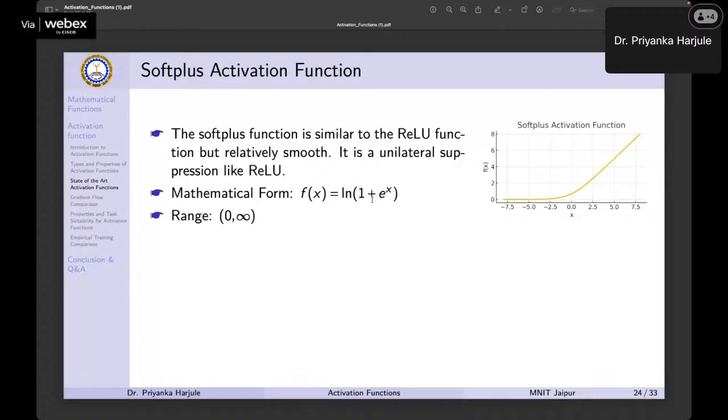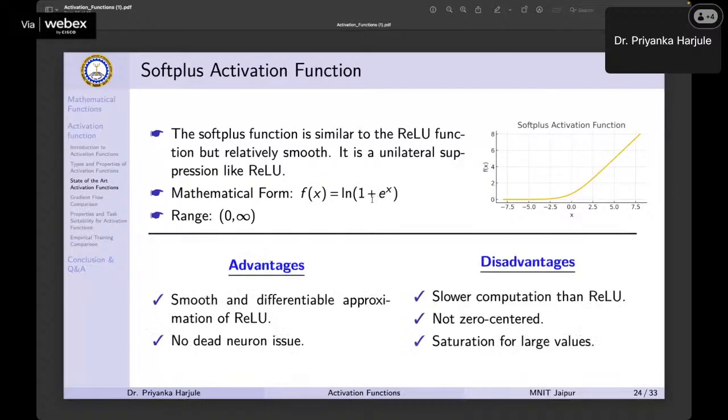Because it's differentiable everywhere, optimization algorithms like Adam or SGD can move smoothly in the parameter space, improving the convergence in some cases. So this is giving us a better optimization landscape.